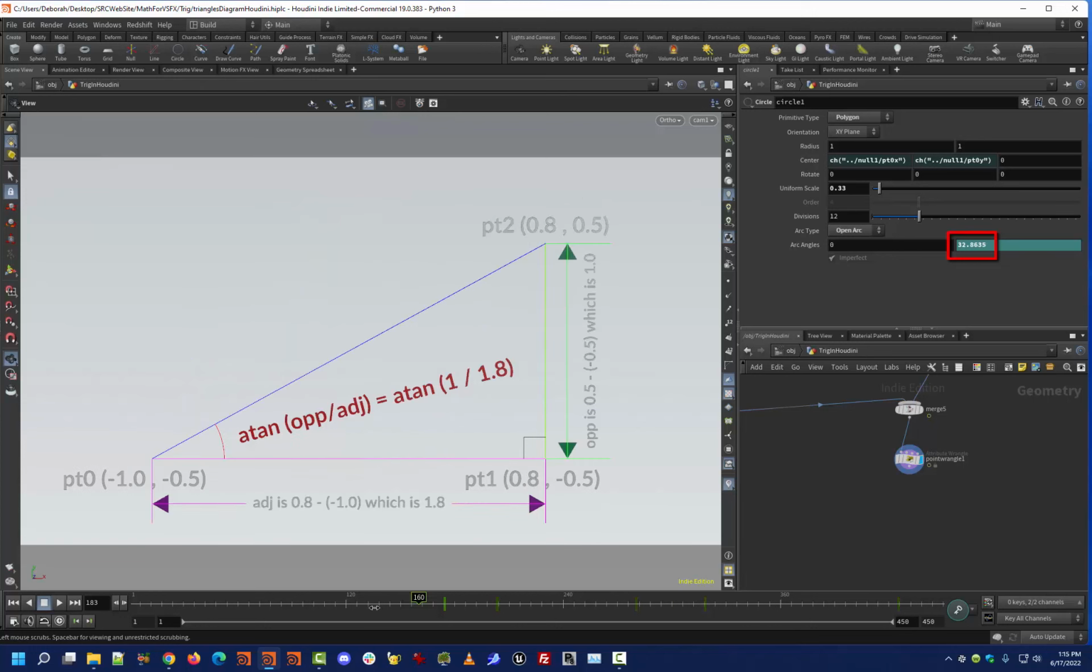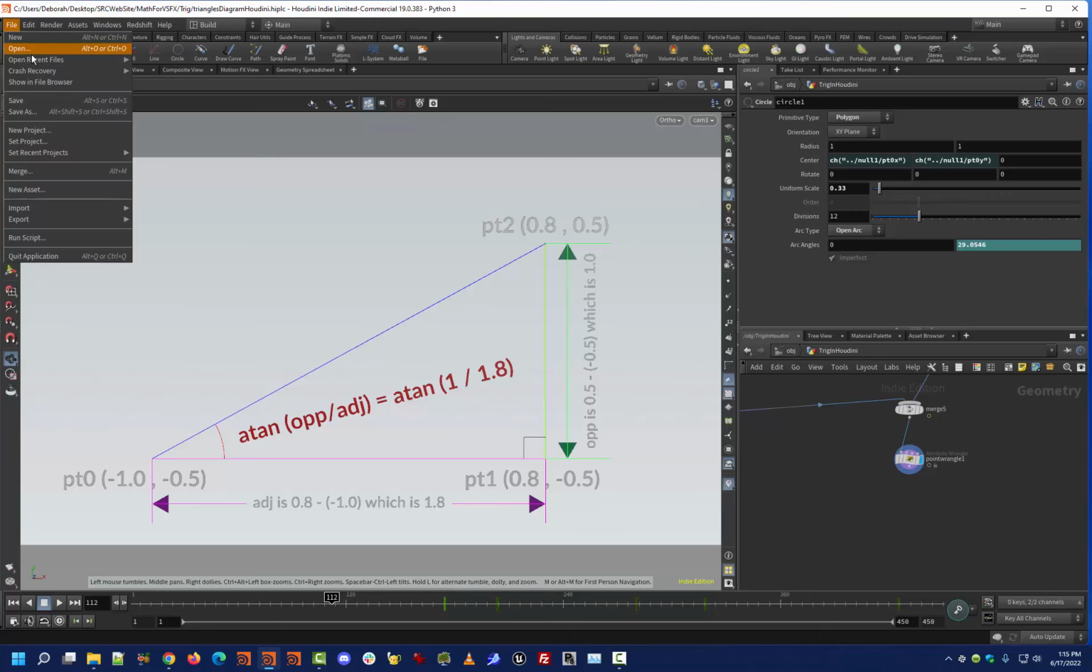So that gives us a very handy way of defining an angle. So where could we use this? Well, let's take a look at a specific example.